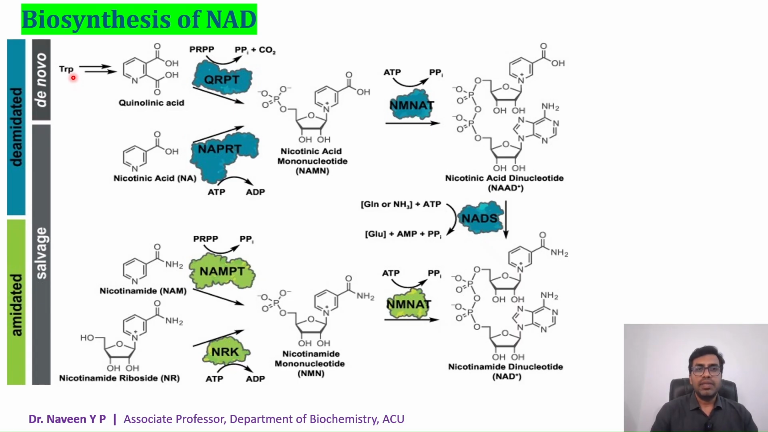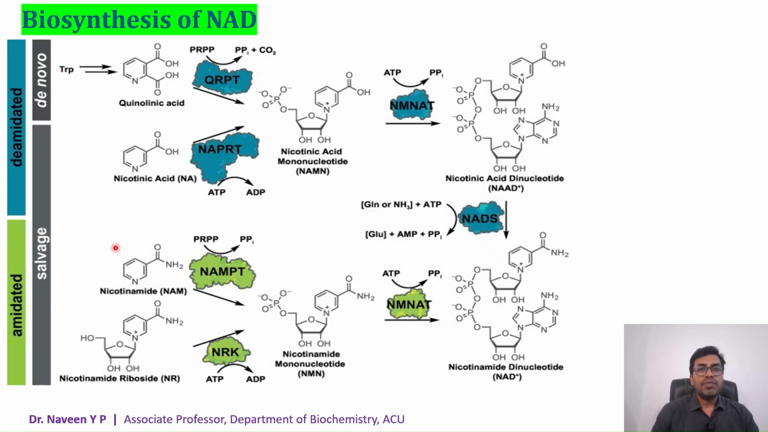Now this tryptophan will undergo degradation by a pathway called the kynurenine pathway. In the kynurenine pathway there is an intermediate called quinolinic acid. This quinolinic acid forms the main precursor for the synthesis of NAD in the de novo pathway.